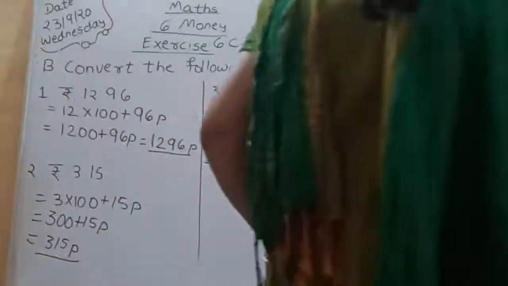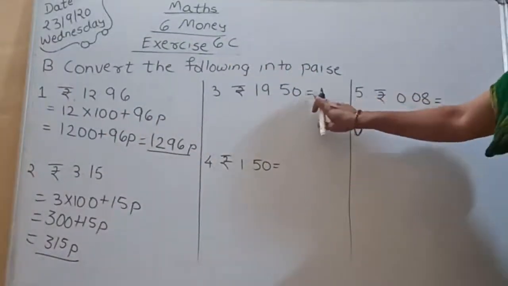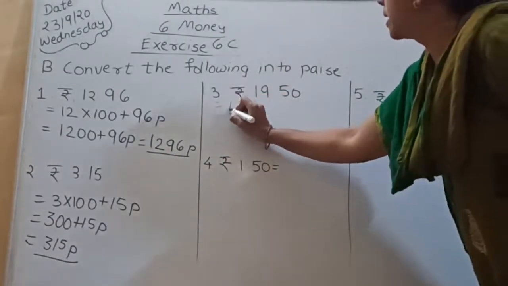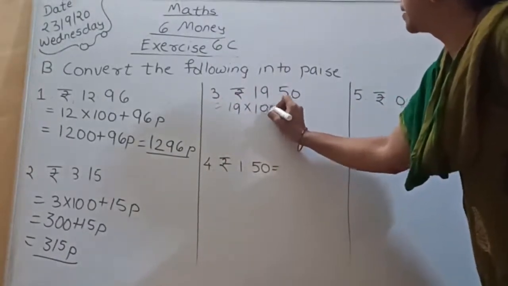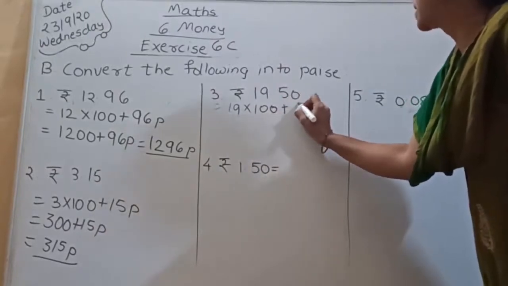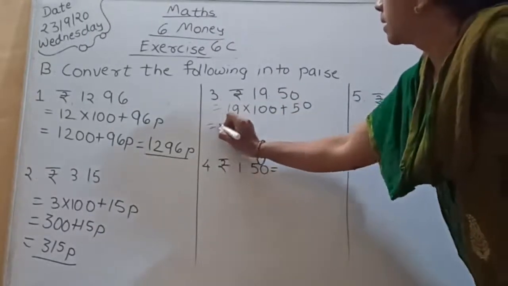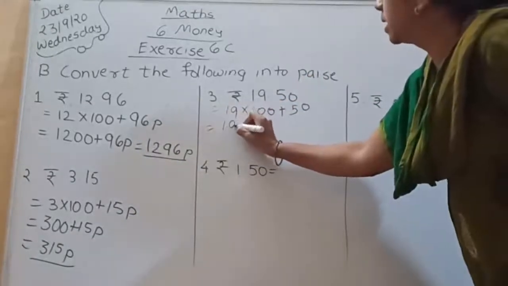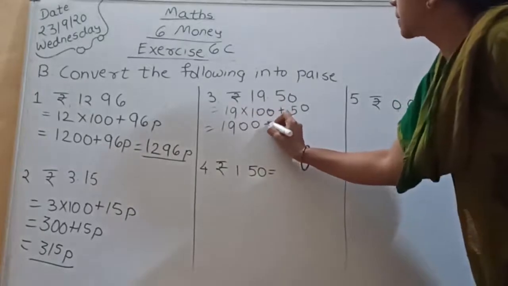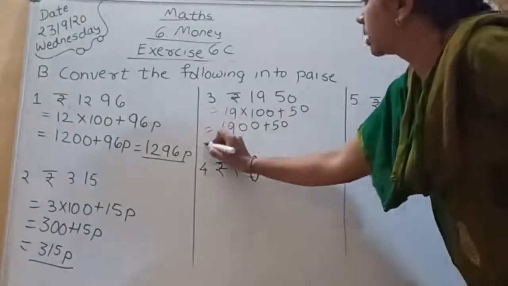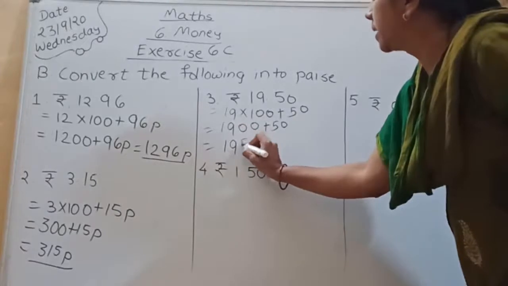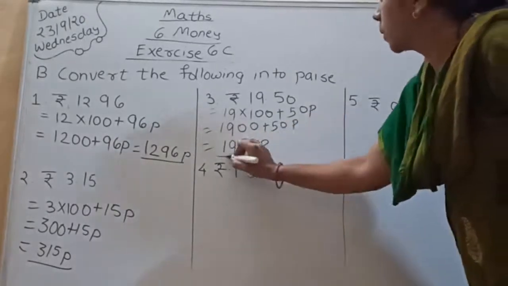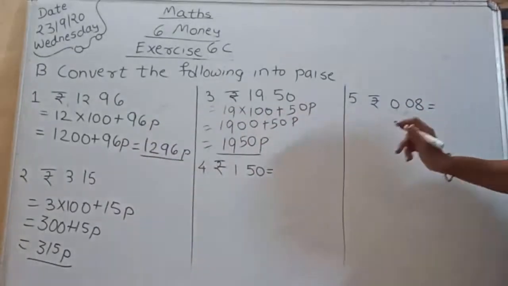Now see third example. Rupees 19.50. 19 means what? Rupees 19 means what? 19 multiplied by 100 plus 50. 19 multiplied by 100 means what? 1900. 1900 plus 50 equal to 1950 paise. So all these things you write in your notebook.